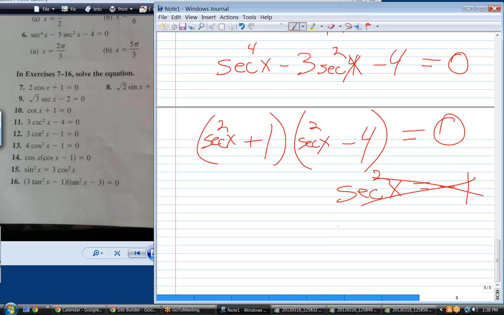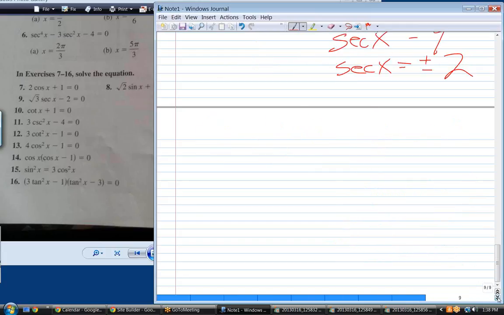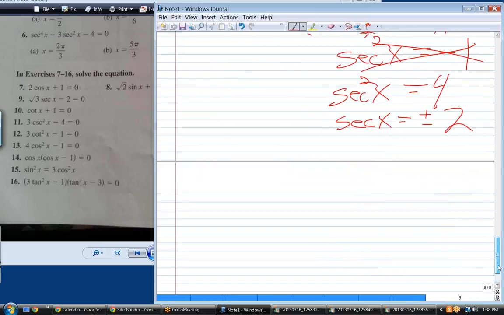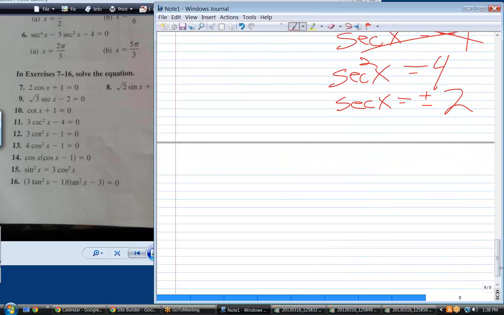However, the second part of this says that secant squared x is equal to 4, meaning secant x is equal to plus or minus 2. With me? Yep. If secant x is equal to plus or minus 2, then cosine x is equal to plus or minus 1/2. Where is cosine x equal to plus 1/2?